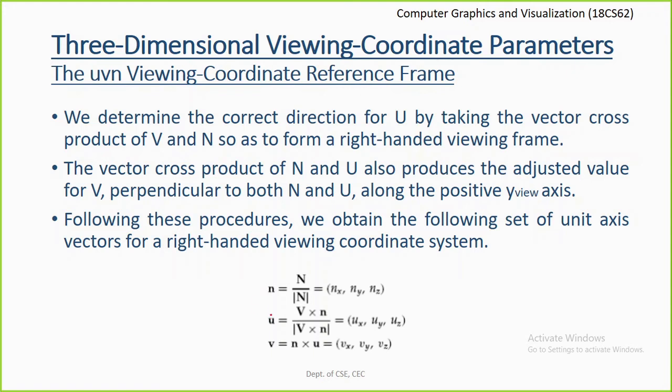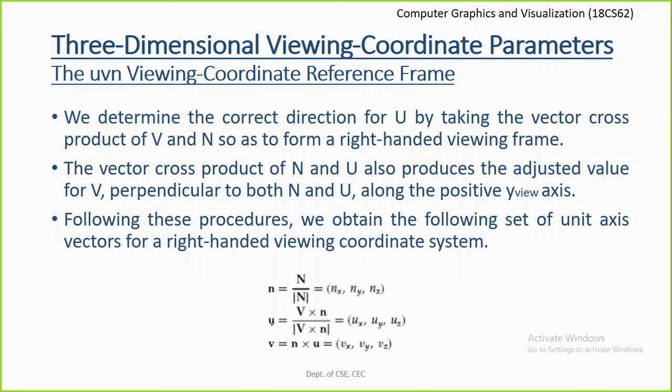Okay. Similarly, we can obtain a unit vector in the direction of u as the cross product of the view up vector v and the unit normal vector n, divided by the magnitude. So that gives us the unit vector components ux, uy and uz. Similarly, the unit vector along the view up direction is given as the cross product of the two unit vectors n cross u, which gives us vx, vy and vz. Using this u, v and n, u represents the x-axis for the viewing coordinates, v represents the y-axis, and n represents the z-axis.